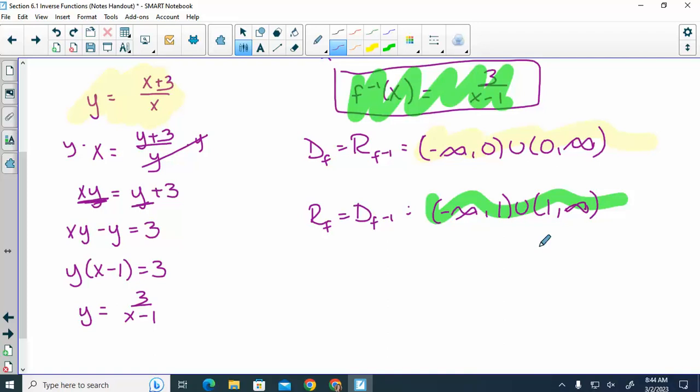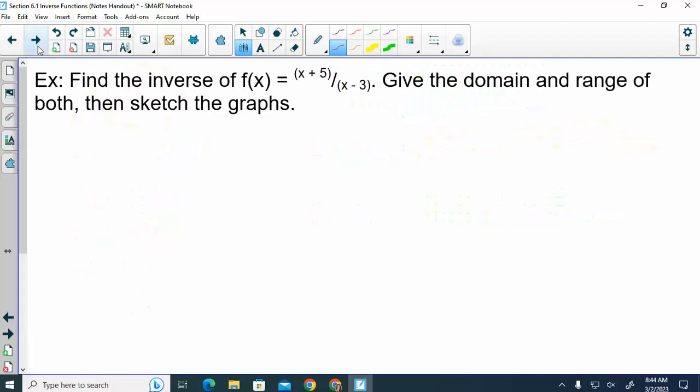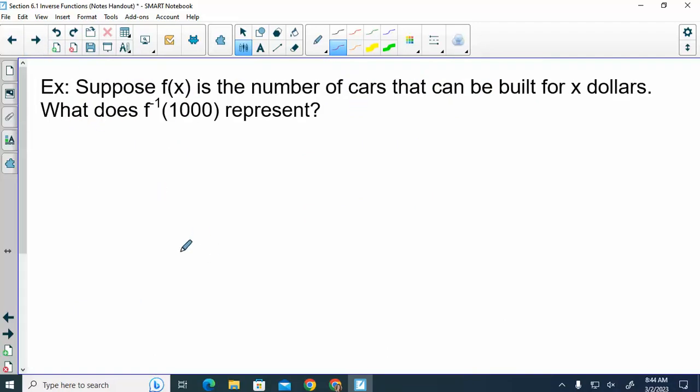Let's do the last 2 slides here. They're not going to be a lot of calculation. It's more thinking. Okay, so suppose f of x, the same as y, is the number of cars that can be built for x dollars. So this is telling me in my original function, my ordered pairs, the x is the dollars, and my f of x or my y was number of cars.